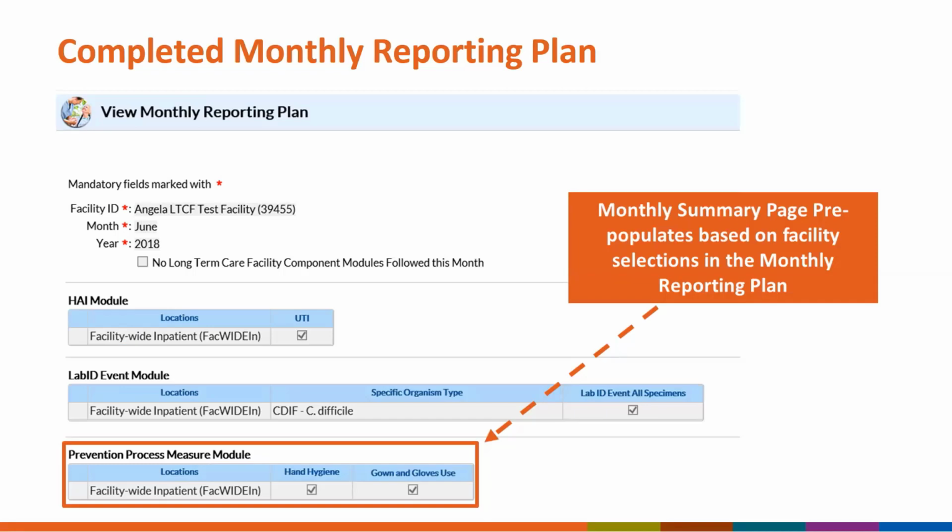This is an example of a completed monthly reporting plan for the Prevention Process Measure surveillance options. And as you can see, hand hygiene and gown and glove use were both selected for the monthly reporting plan.